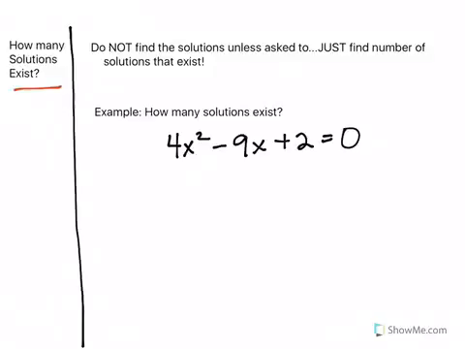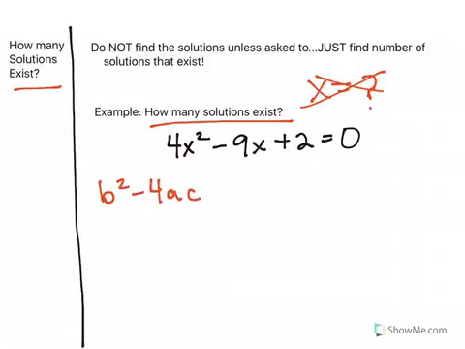How many solutions exist? If you are asked this question, do not find the solutions unless asked to. Just find the number of solutions that exist. So I'm not asking you, what does x equal? No, do not solve that. All I'm asking is how many solutions exist. So all you need to do is plug in your values to the discriminant. The discriminant, remember, is b squared minus 4ac.